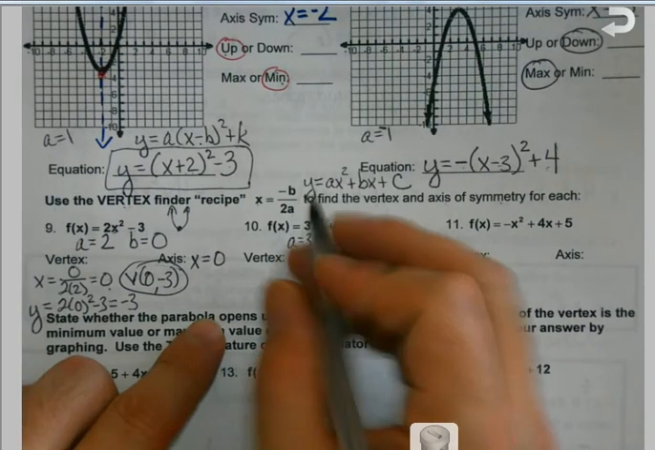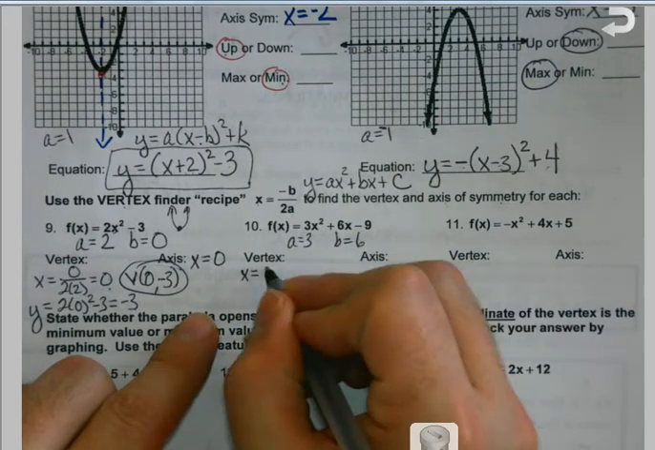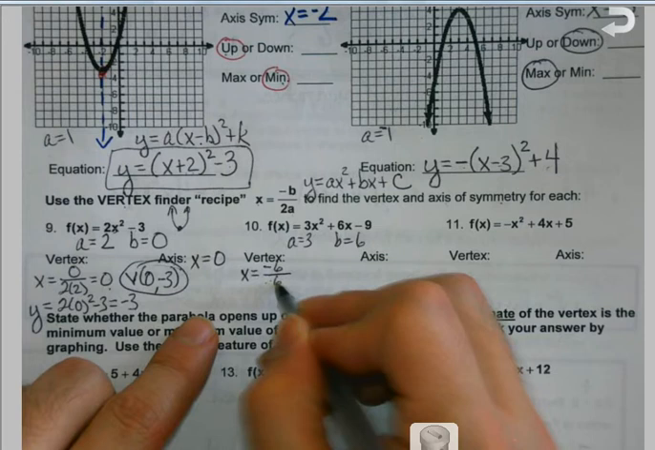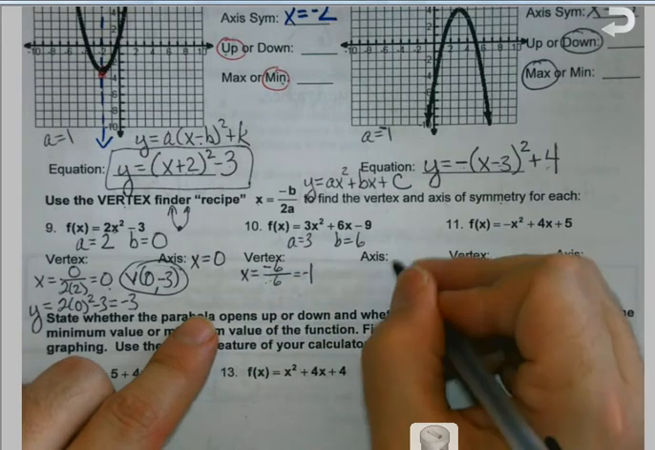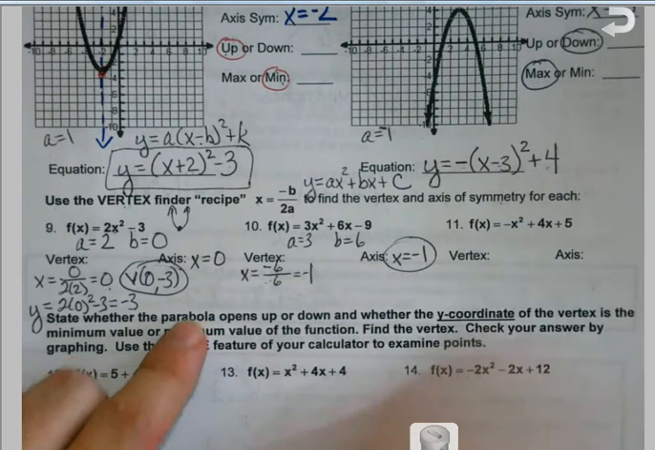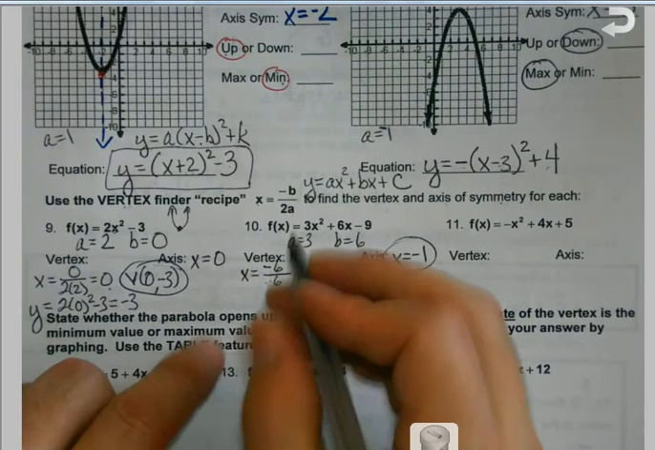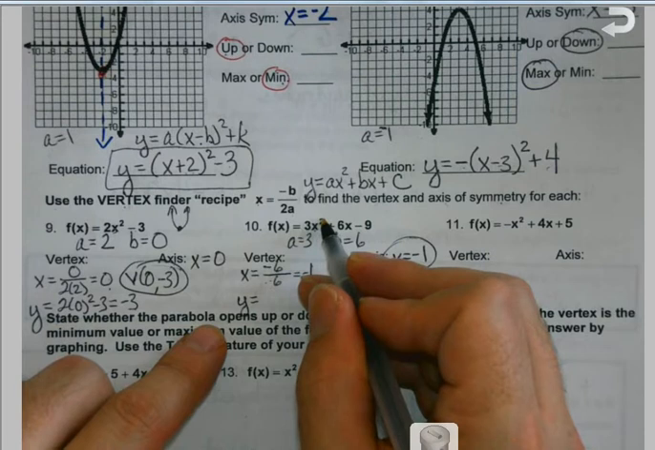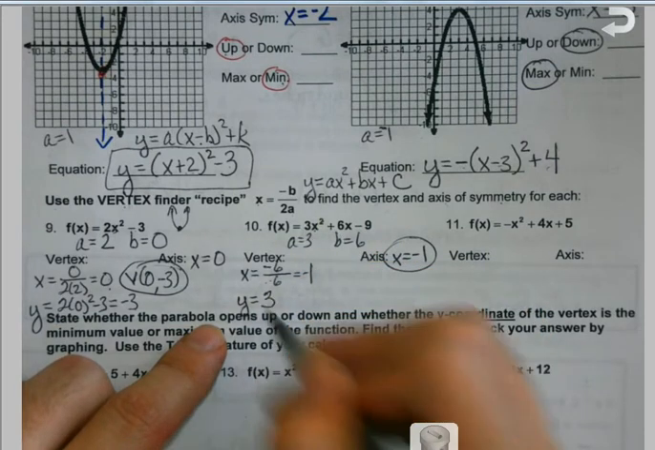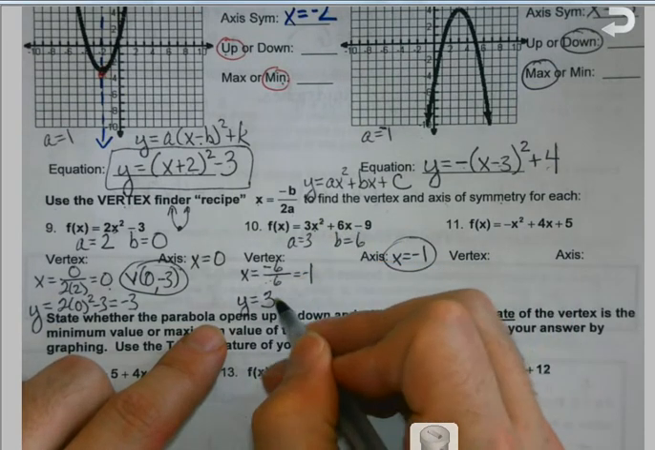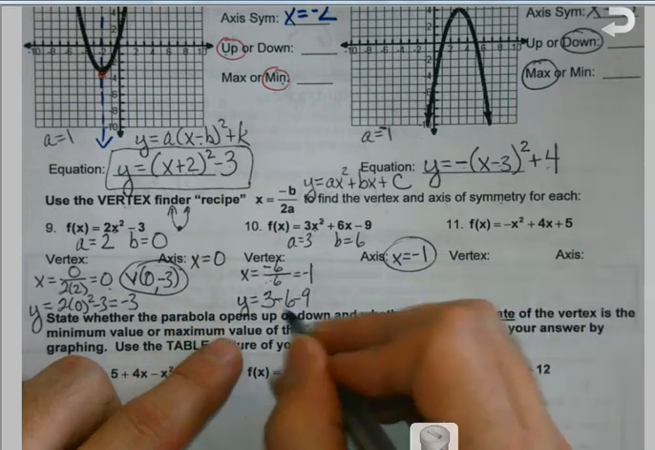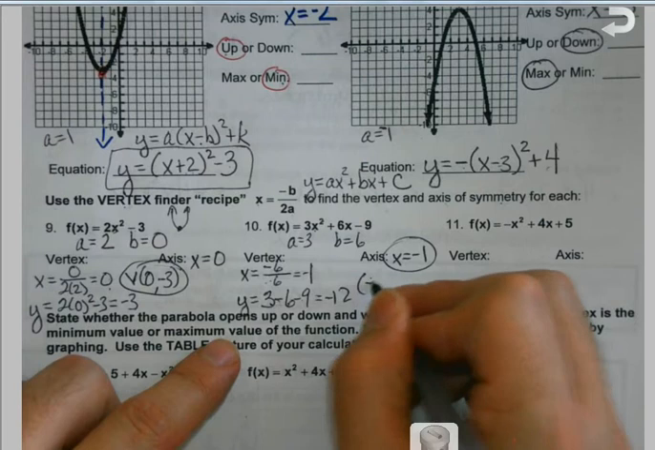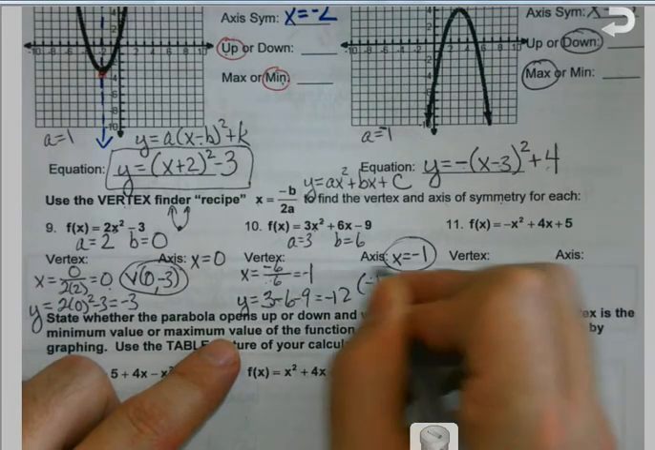So here my vertex, my x value is -b over 2 times a, so 2 times 3 is 6. There's my x is -1, which is going to be my axis of symmetry. And then my y, let's see here. -1 squared, bless you, is 1 times 3 would be 3. 6 times -1 is -6 minus 9. -3 minus 9 is -12. So my vertex is at -1, -12.